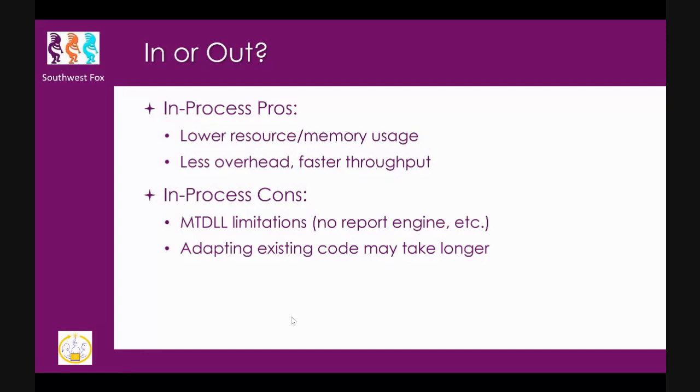So I like to think about it this way: if I have a small piece of code with just a few dependencies, and I don't think I'm going to run into these MTDLL limitations, then yeah, I might opt for the in-process workers. If I've got code that relies on my entire framework, and that framework has not been vetted to run in an MTDLL, I'm not about to try to adapt my whole framework to that. So in that case, I would just go with the out-of-process workers.